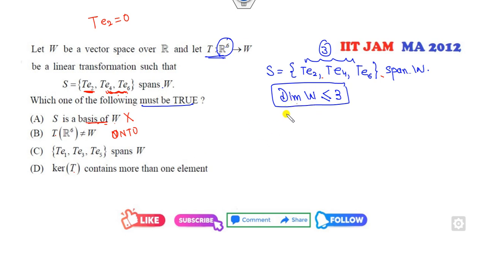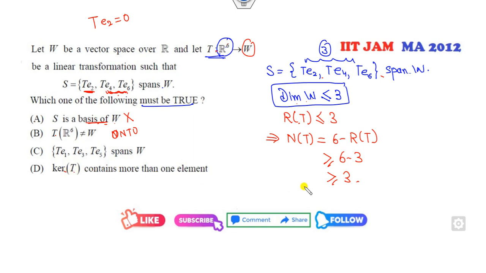So how can I do that? From here I can say the rank of T is less than or equal to this one, because dimension of W is related to the rank of T. So what is the nullity of T? Nullity of T will be 6 minus rank of T. It is greater than or equal to 6 minus 3, which is 3. Kernel means nullity is more than one element, definitely is the right answer. And clearly this is also a wrong option, because it is not a basis. It is true, but it is not always true. So that's why D is the right answer.